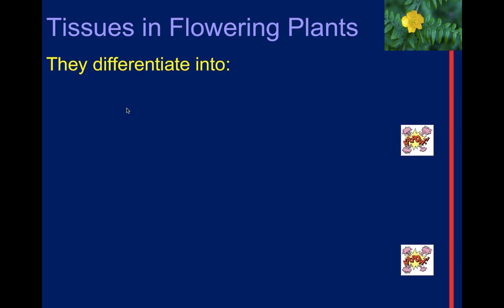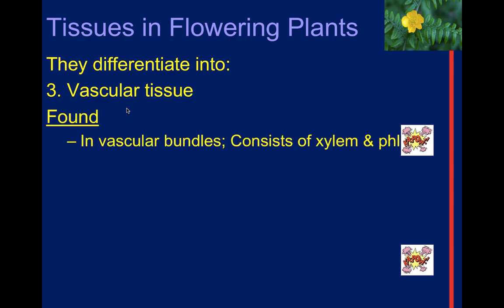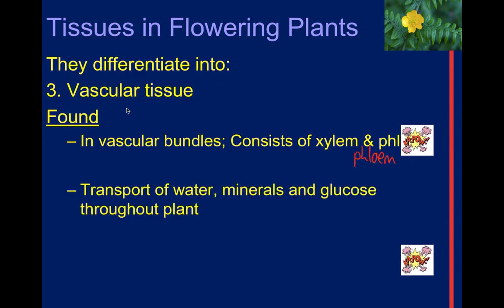The last plant tissue that we're interested in is vascular tissue, and vascular tissue is found in vascular bundles, which consist of xylem and phloem. The main job of vascular tissue, or the only job, is transport. So water, minerals, and glucose can be moved throughout your plant.